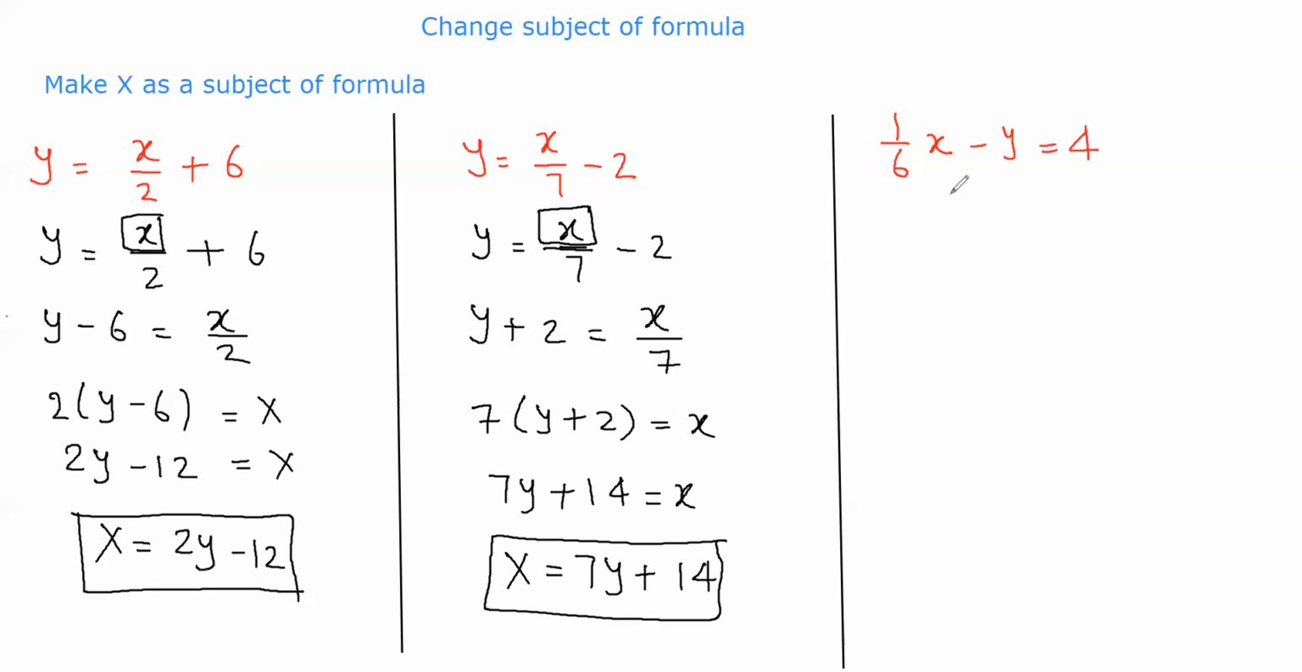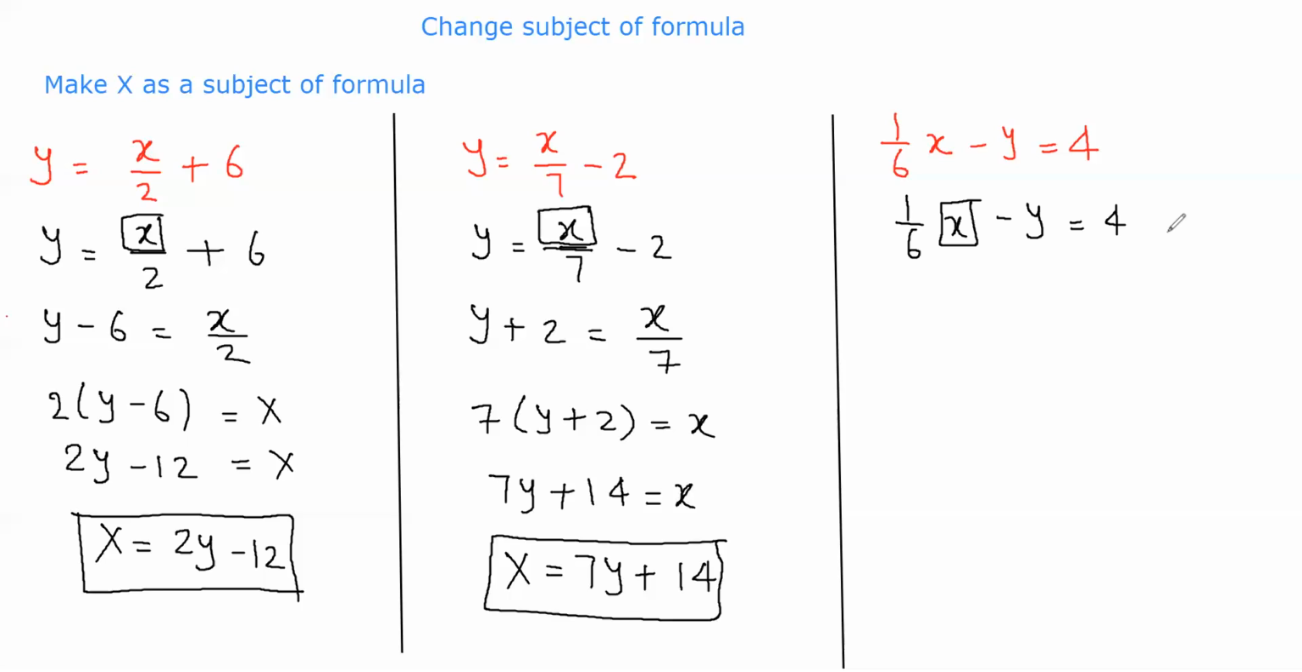Okay. Now, the next question is a little bit tricky, which is 1 over 6x take away y is equal to 4. We have to make x the subject of formula. So first of all, we will write this question again. 1 over 6x take away y equal to 4. We have to make x the subject of formula. So what can we do? We can shift the things from left hand side to the right hand side. So first we can see this negative y is on the left hand side. So first I will shift it to the right hand side.